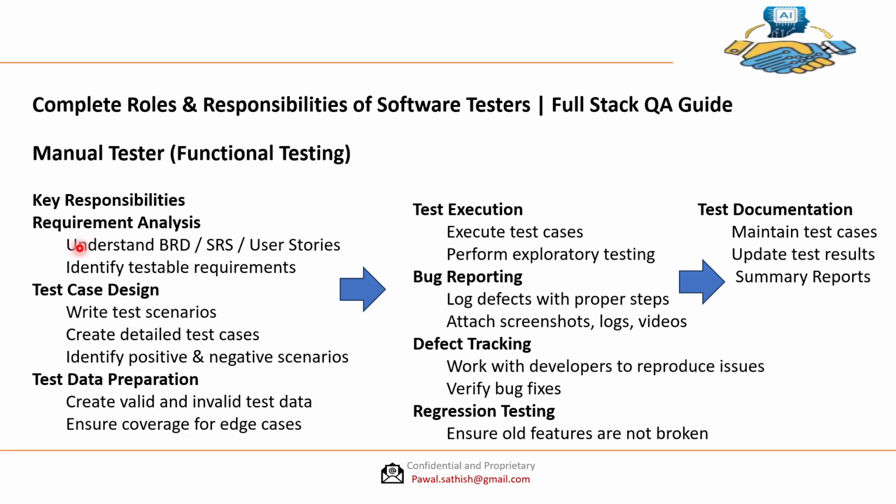The functional tester's responsibilities start with requirement analysis. Here we need to understand the business requirement document, the software requirement specification documents, or the user stories. Then we need to identify the testable requirements, and once we understand the requirements, we need to write the test case design in any test case management tool. So we need to identify and write test scenarios. Then we need to create detailed test cases. We need to identify the positive and negative scenarios.